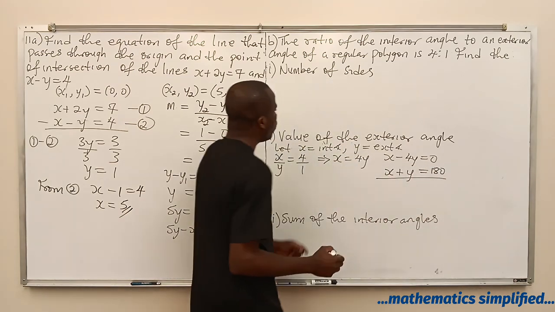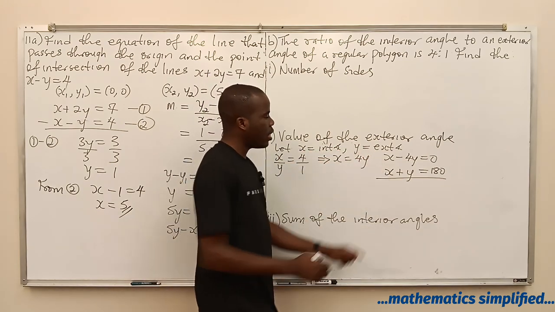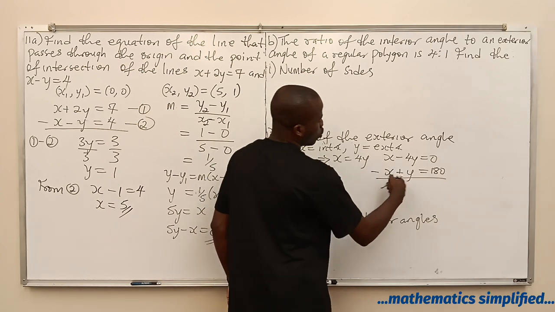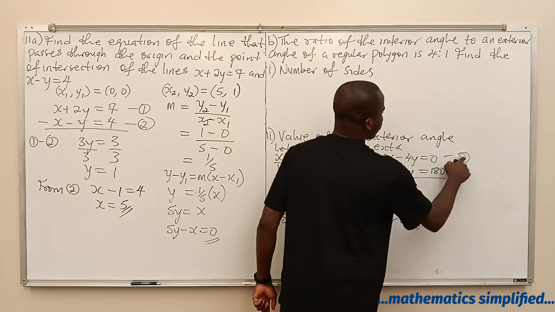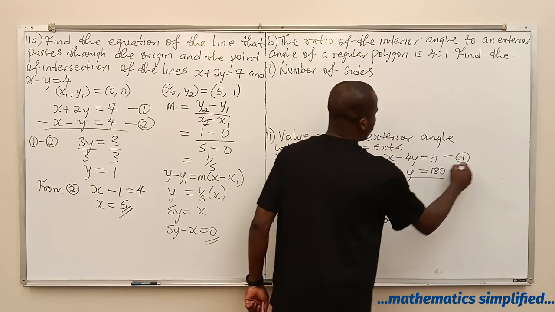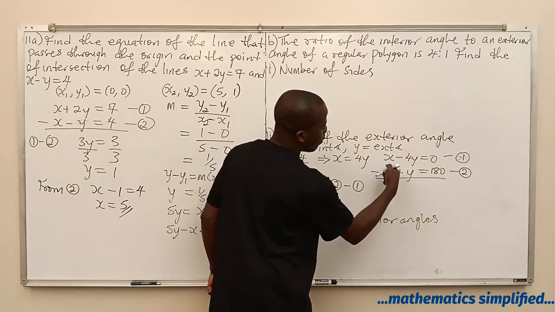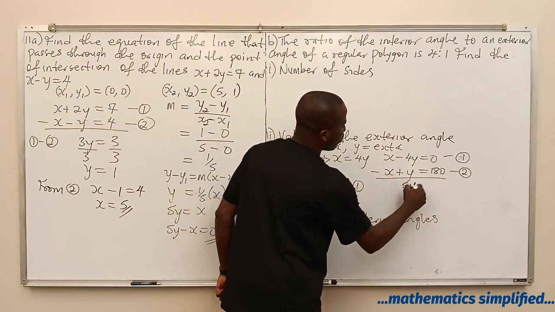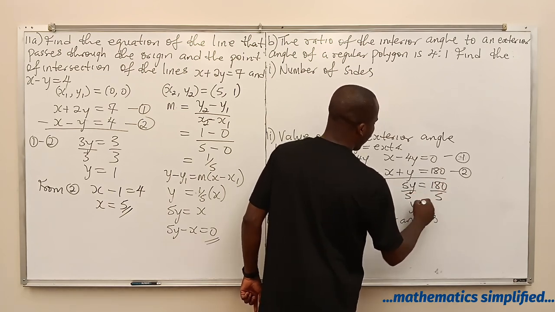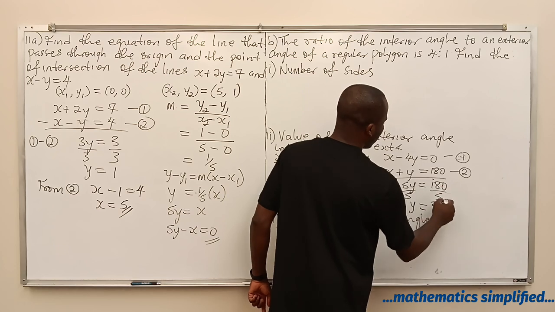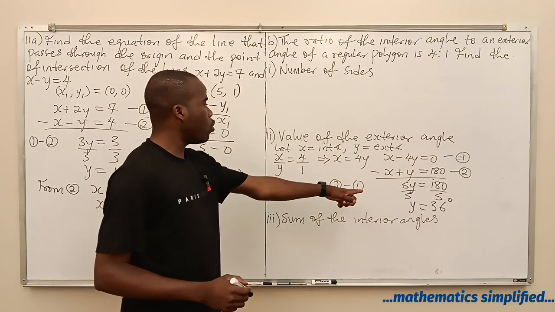So since I'm looking for one exterior angle, which is y, let me eliminate x by subtracting equation 1 from equation 2. So 2 minus 1. This minus this is gone. y minus minus 4y is 5y. This is 180. Divide by 5. I have y equals 180 over 5, which is 36. So y is 36 degrees, which is one exterior angle.